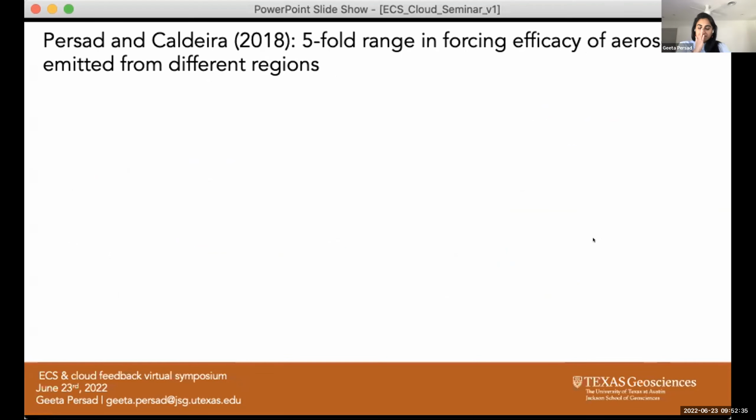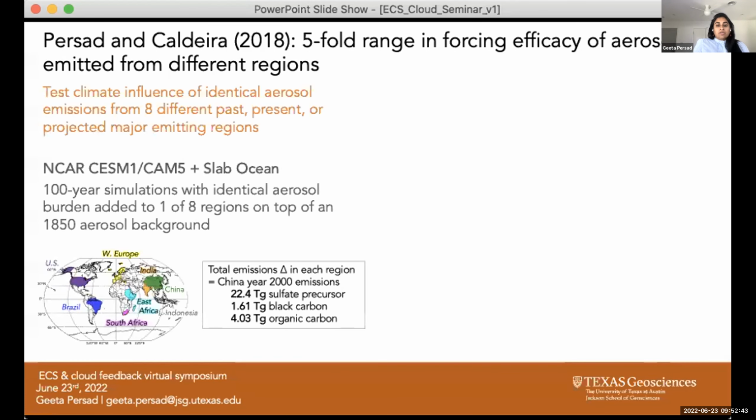Okay, so a few years ago, I did a study that was not motivated by the pattern effect at all, but I wanted to understand how the climate response to aerosols depends on who's emitting them. So we wanted to test the climate influence of basically taking the same chunk of aerosols. Here we used an amount of sulfate, black carbon and organic carbon roughly equivalent to what China emitted in year 2000. So you take the same chunk of aerosol and you just emit it from different regions.